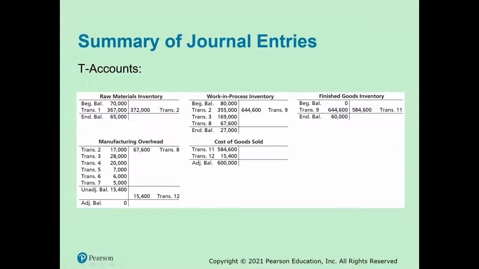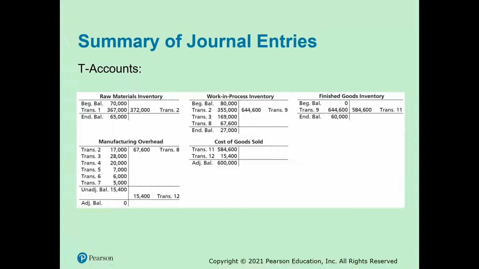The goods transferred from work in process inventory to finished goods inventory represents the goods completed during the period. The goods sold were removed from finished goods inventory and appears as a debit to cost of goods sold.